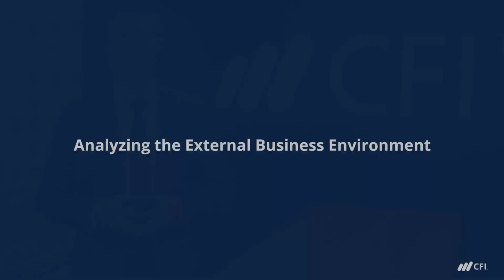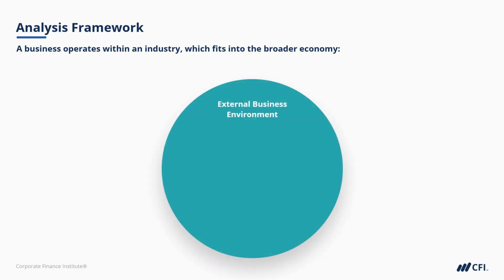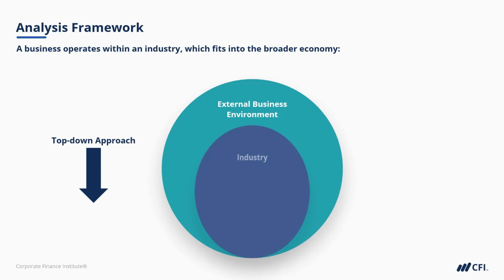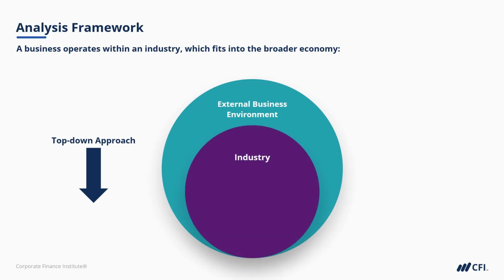Let's get started. For context, we're going to look at growth drivers and business risk throughout this course using the following framework. As we know, a business operates within an industry, and that industry fits into the broader economy. We'll start by assessing the external economy and the business environment and its potential impact on the business itself. We call this a top-down approach. Then we'll get into the industry and its impact on the business before finally looking at the company itself.